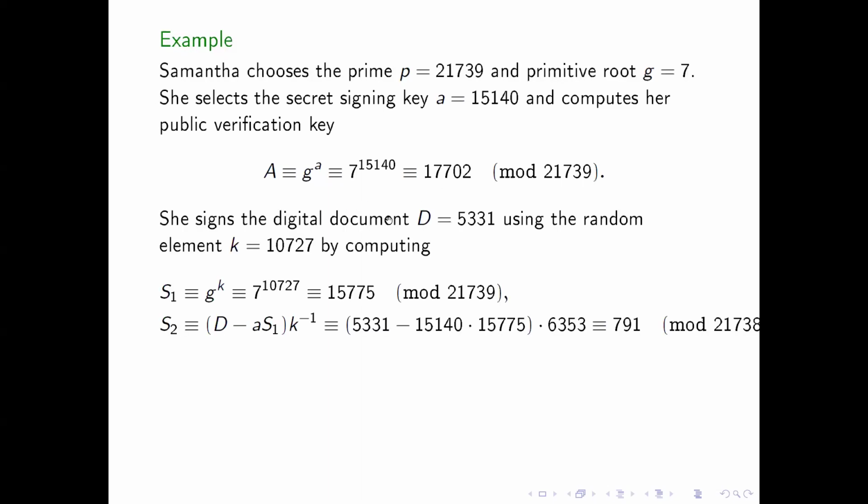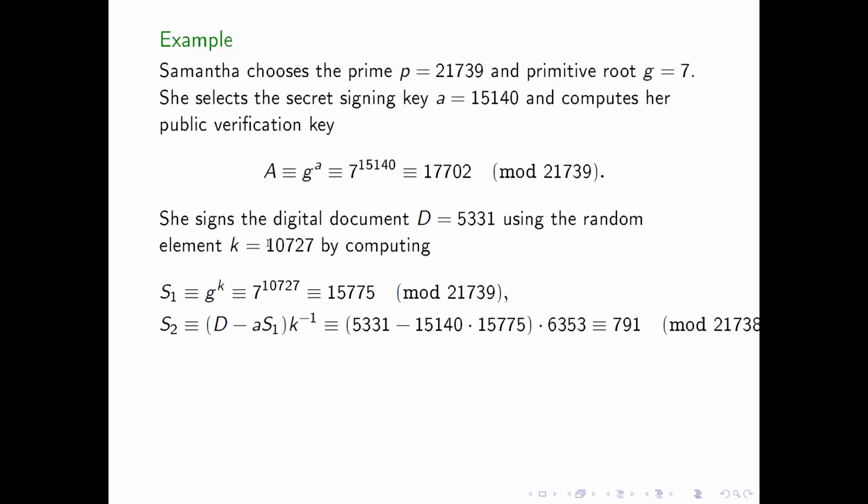However, she signs the digital document D equals 5331 using the random element 10,727. And this is how she computes. She takes 7 to the 10,727. That gives her S1, which is 15,775, mod P. That's the key thing. Remember that S1 is mod P. S2, on the other hand, is going to be mod P minus 1.